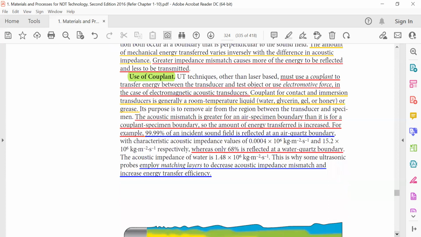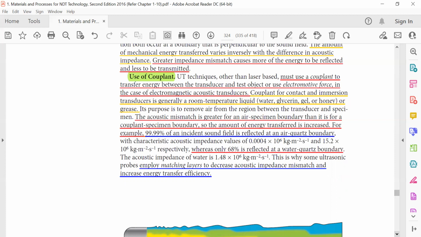Use of couplant. Most tests use a couplant to transfer energy between the transducer and the test object, or use electromotive force in the case of electromagnetic acoustic transducers. Couplant for contact and immersion transducers is generally a room temperature liquid: water, glycerin gel, honey, or grease. The acoustic mismatch is greater for an air specimen boundary than it is for a couplant specimen boundary, so the amount of energy transferred is increased.